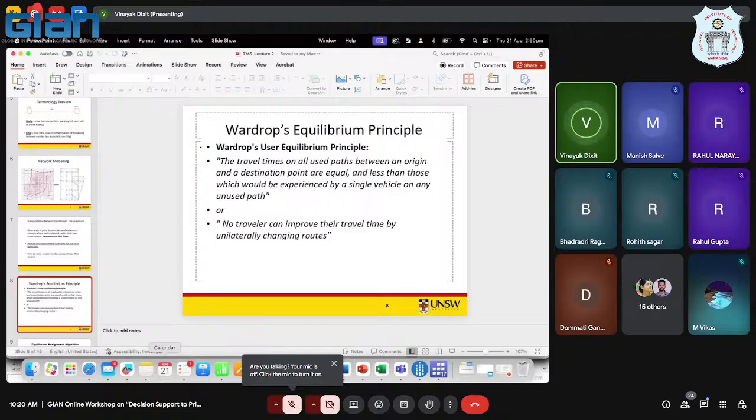So now what happens if everybody takes the shortest travel time? The travel time will increase because of congestion. So then people will take another route. This is the concept of equilibrium. The equilibrium is when the travel time on all used paths between an origin and destination point are equal, and less than that experienced by any other vehicle on an unused path.